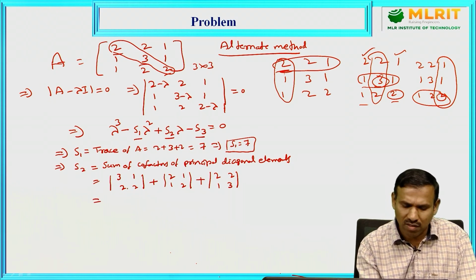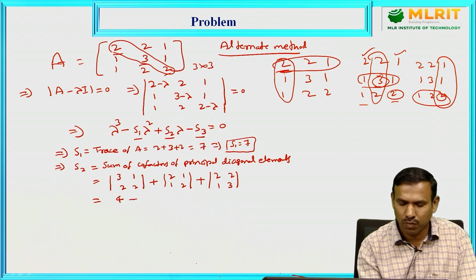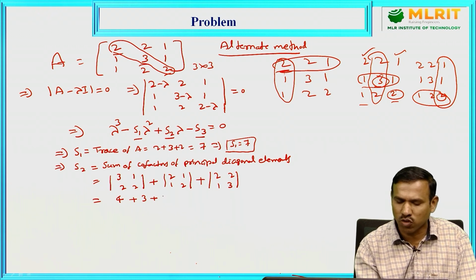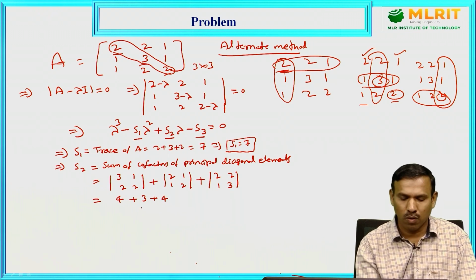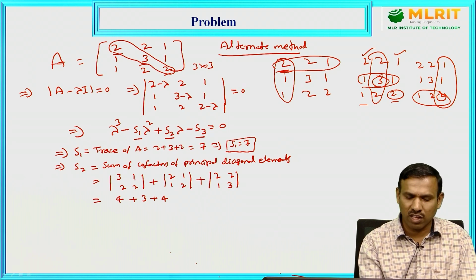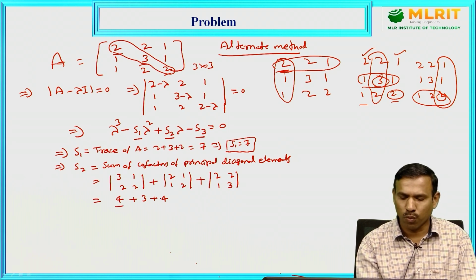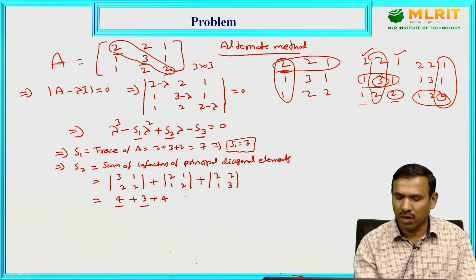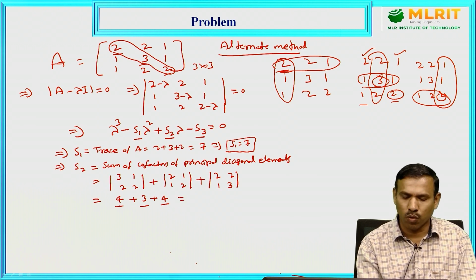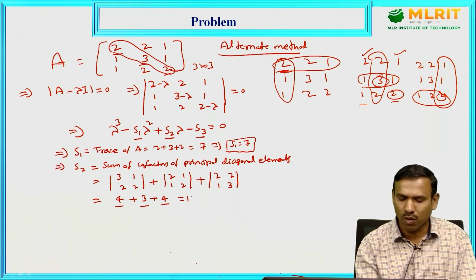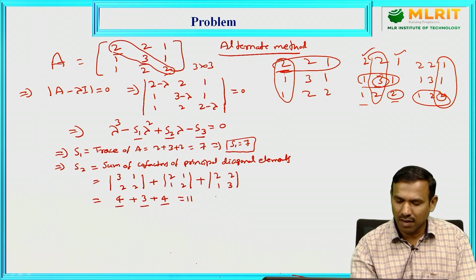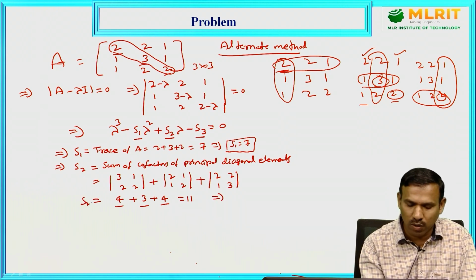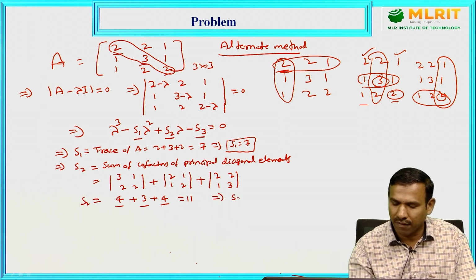3 times 6 minus 2, 4, plus 2 times 4 minus 1, 3, plus 2 times 6 minus 2, 4. Okay, now once again check. 3 times 6 minus 2, 4. 2 times 4 minus 1, 3. 2 times 6 minus 2, 4. How much is this? 4 plus 3, 7, 7 plus 4, 11. Right. Now the S2 value is 11.